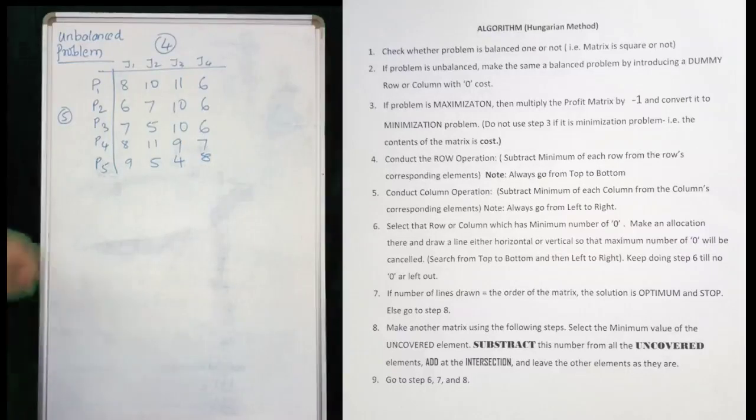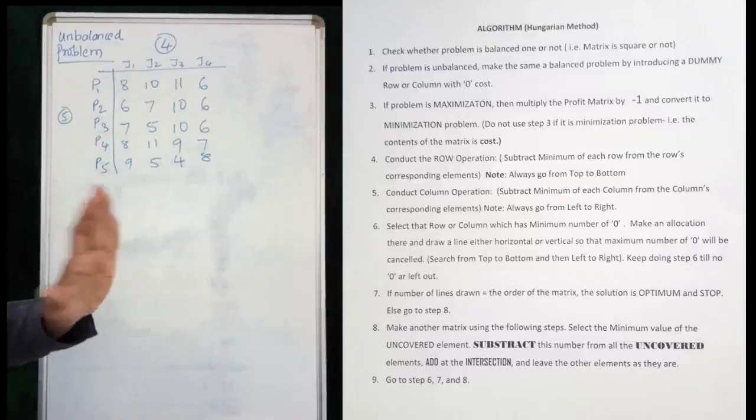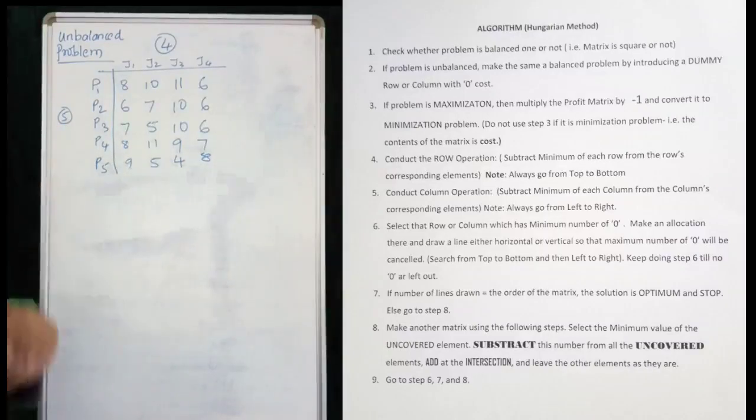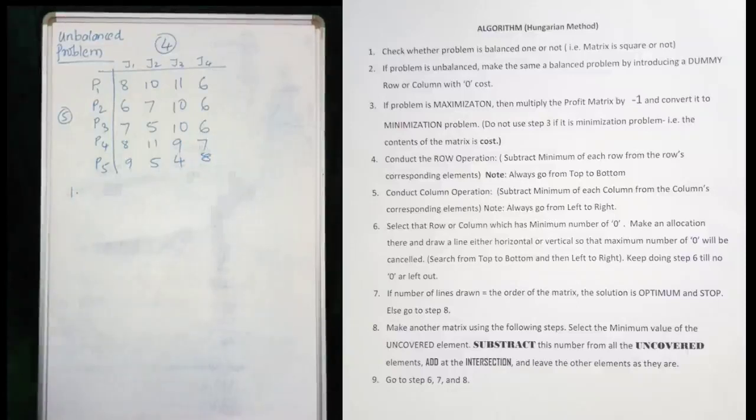So again, here we'll see that there are 5 people and 4 jobs. That means one person is not going to get any job. He will not be given any job, or he won't be selected. So let's get on with the algorithm. What does the first step say? The first step says check whether the problem is balanced or not. So is the problem balanced?